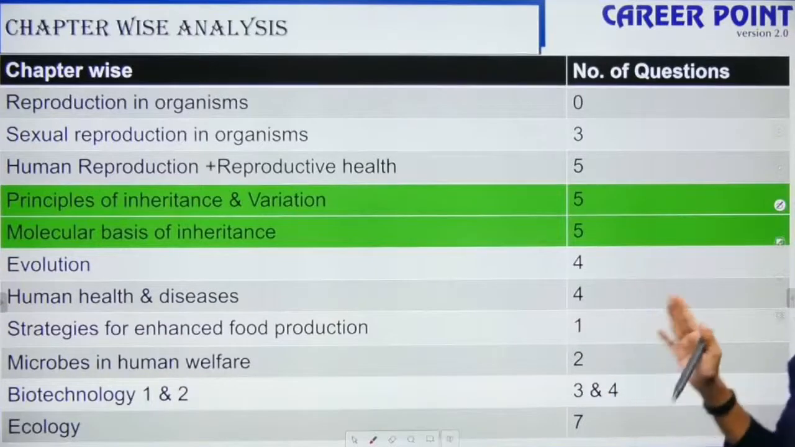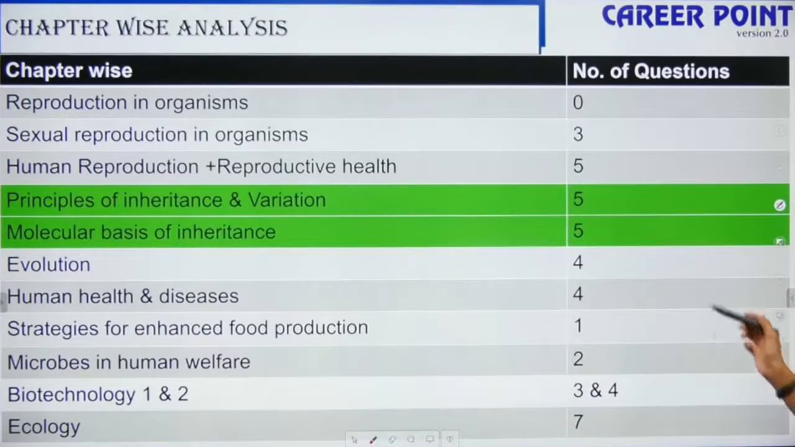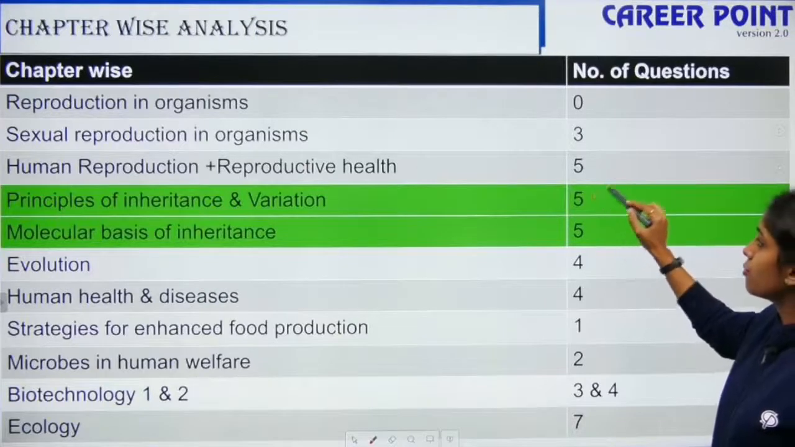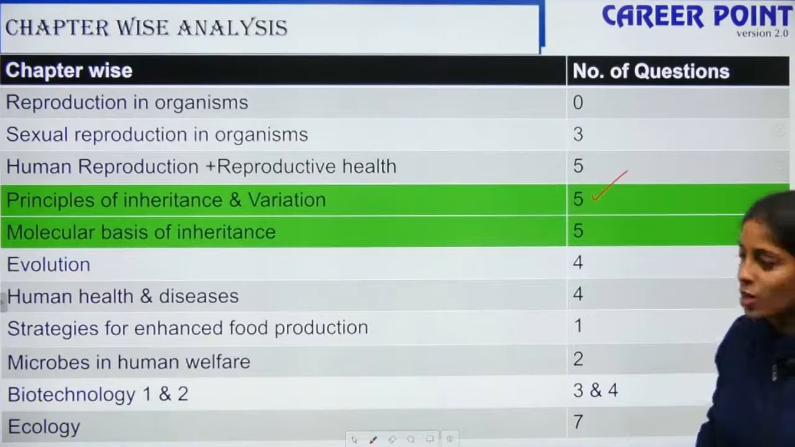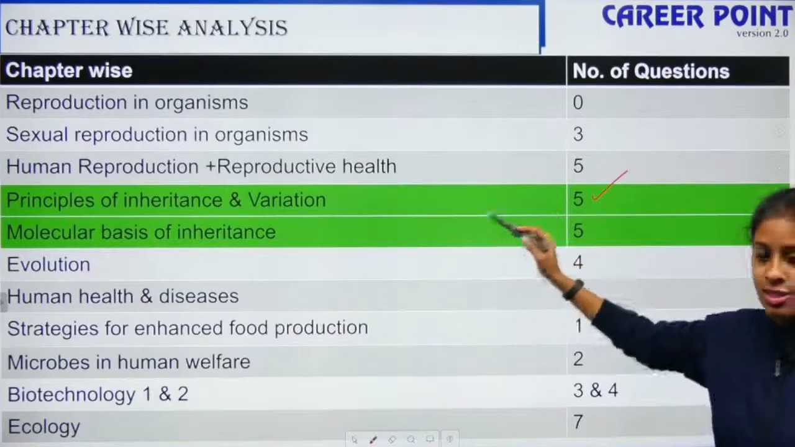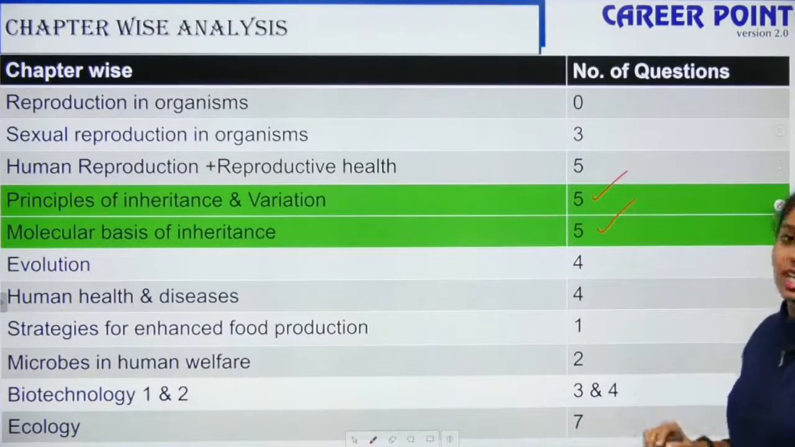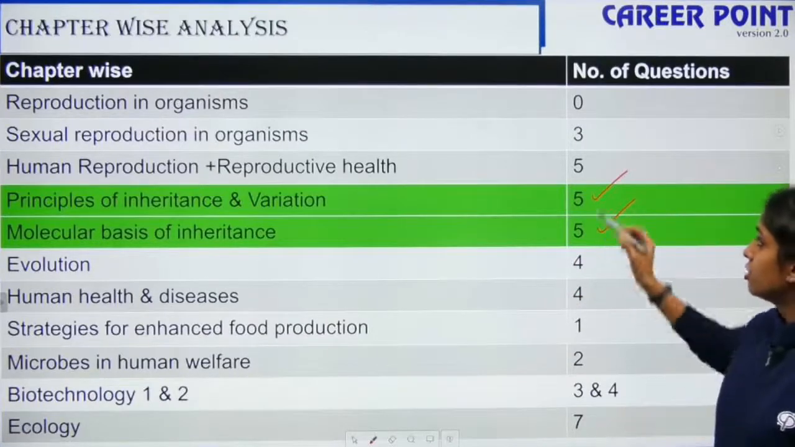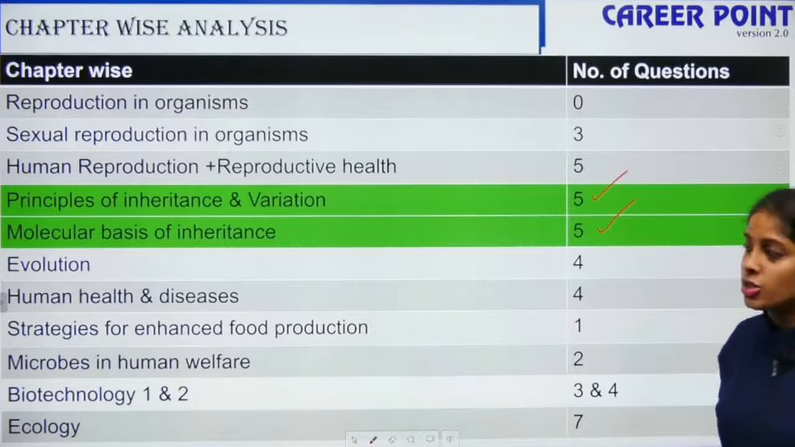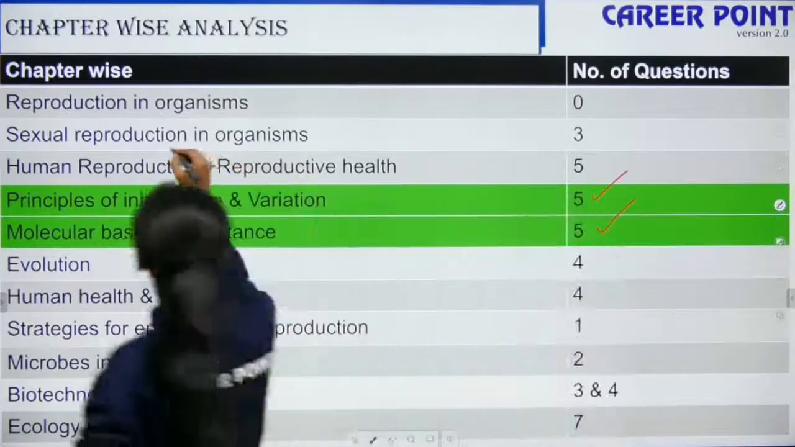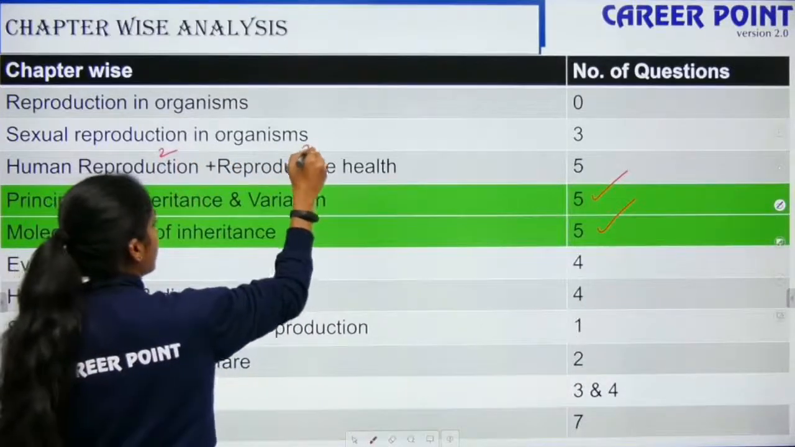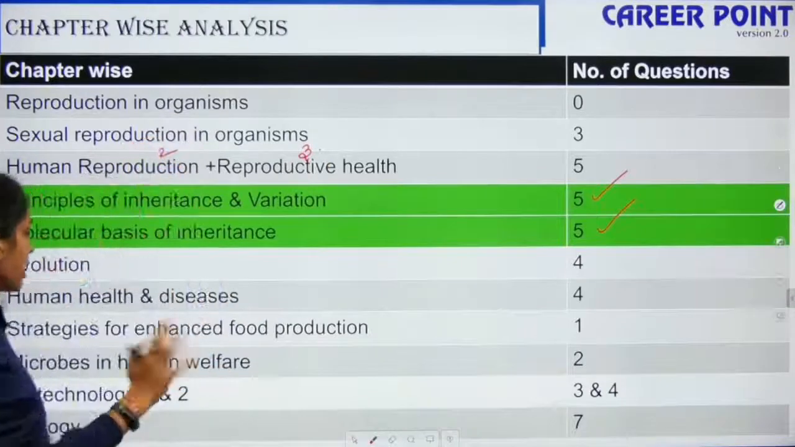So this is the analysis. If you see, the maximum is concentrated on genetics and evolution. Today in the 2019 paper, we will discuss only genetics and evolution and reproduction. Okay, let's go forward. So this is the chapter-wise number of questions. If you see, the maximum questions come from principles of inheritance and variation, that is my Mendelian genetics, and this is your molecular basis of inheritance. So this has the maximum weightage.